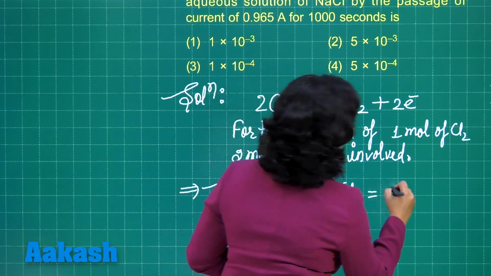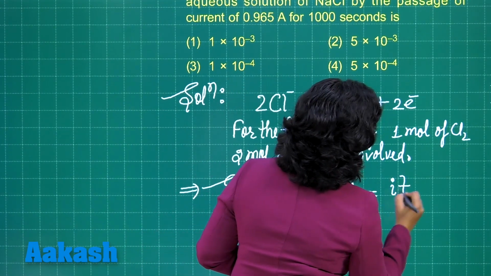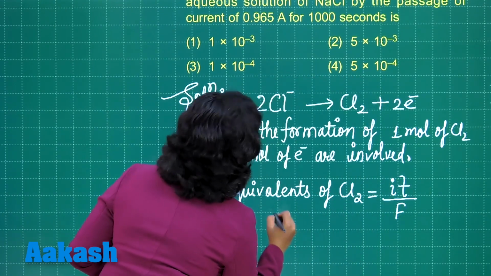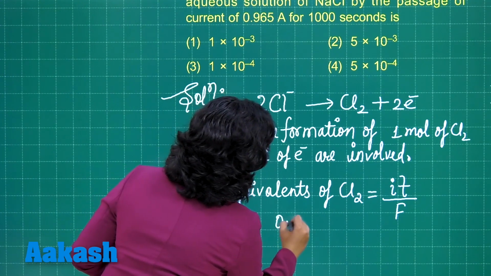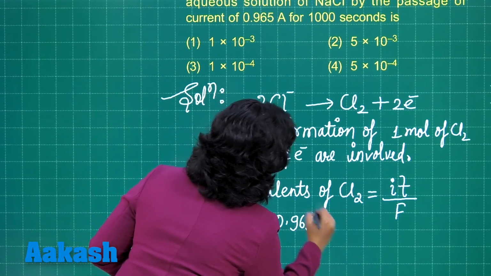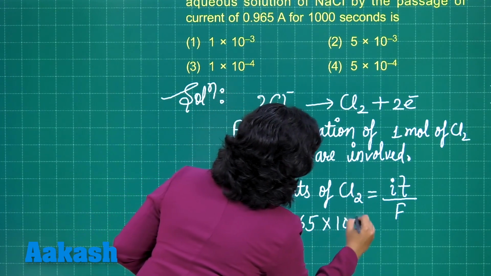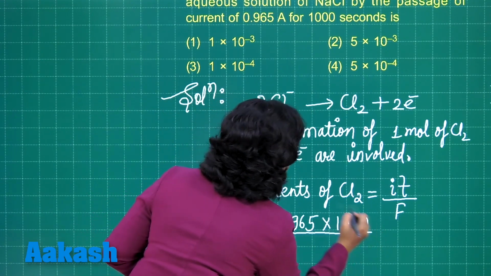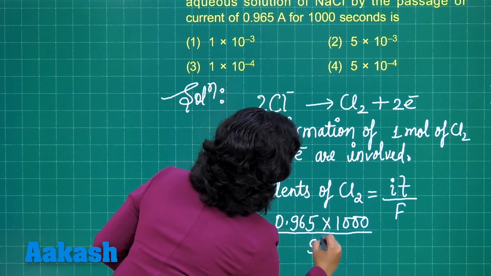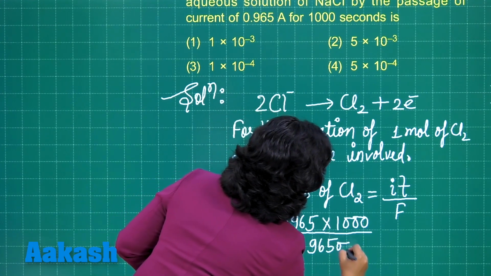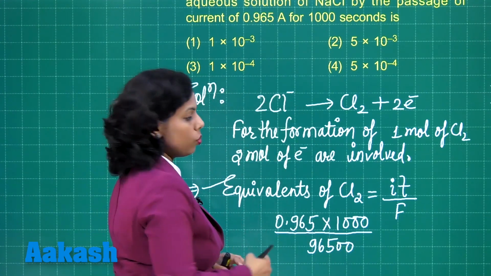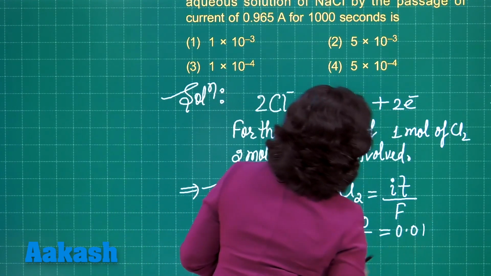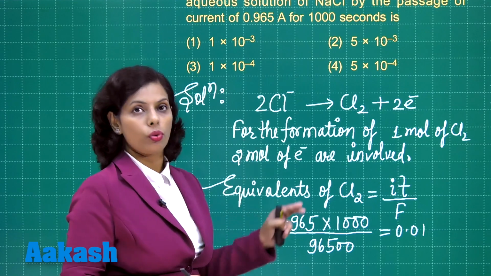Those would be equal to IT by F. The I value is already given in the question, 0.965, time is 1000 seconds, and then just divide this by Faraday's constant 96500. Now this value is equal to 0.01. So these are the equivalents of the chlorine.